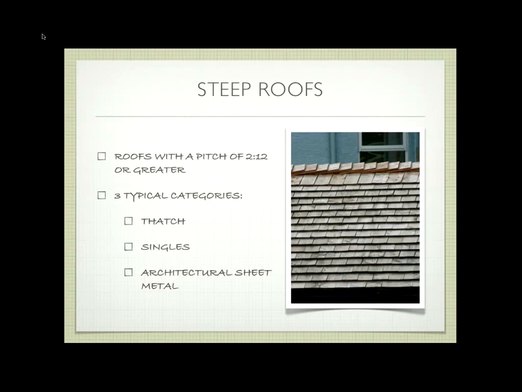Okay, so let's talk a little bit about steep roofs. We're almost done. Steep roofs are roofs with a pitch greater than 2 and 12. To me, that's not really a steep roof. A 4 and 12 roof doesn't seem particularly steep to me, but it's considered steep by the book's standards. So there are 3 typical categories: the thatch roof, shingles, and architectural sheet metal.